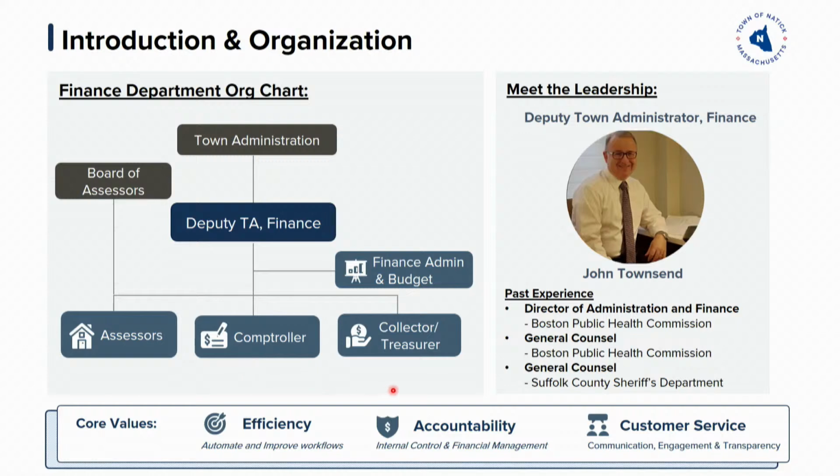And then finally, of course, not least, is the collector and treasurer's office. We're actually going to start off with them after we do the assessor's office, talking a little bit about how we collect the funds to run the town.